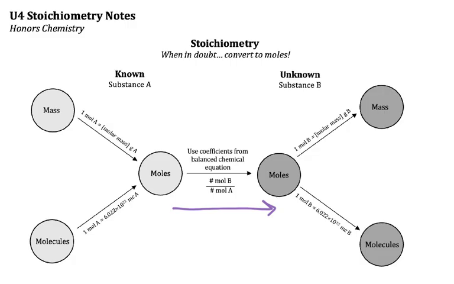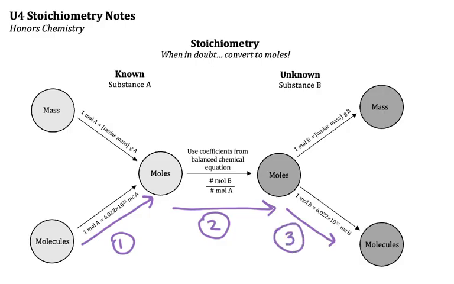Now with this, we do have just that molecule conversion, so molecules to moles. Then that's going to be our first step. Our second step is going to be that mole to mole conversion, switching over substances, and then finishing off with another conversion with molecules, but now going from moles of our B substance, our unknown, to molecules of that substance.